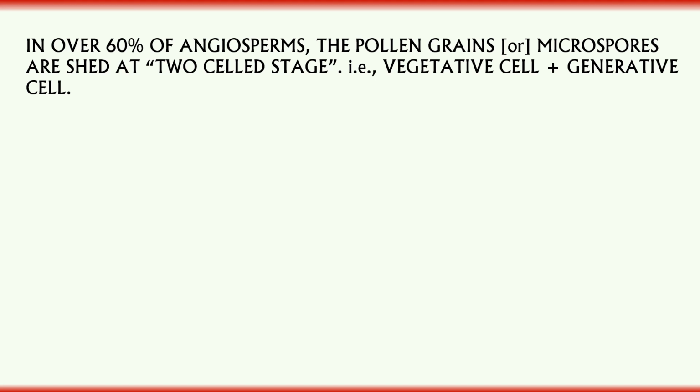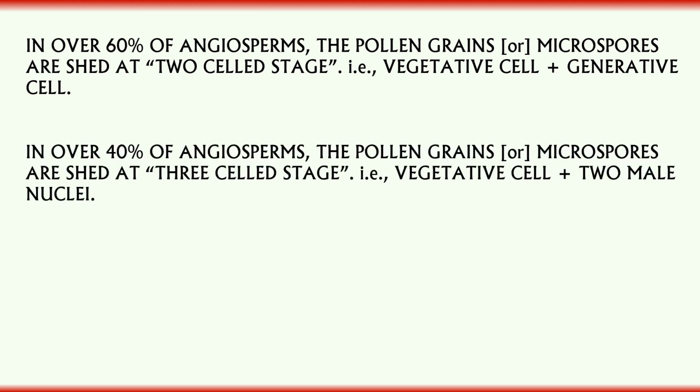In over 60% of angiosperms, the pollen grains are shed at two cell stage, that is vegetative cell and generative cell. In over 40% of angiosperms, the pollen grains are shed at three cell stage, that is vegetative cell and two male nuclei. The two male nuclei are formed by the mitotic division of the generative nucleus.